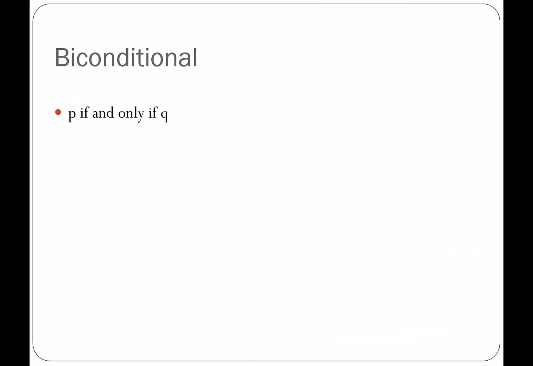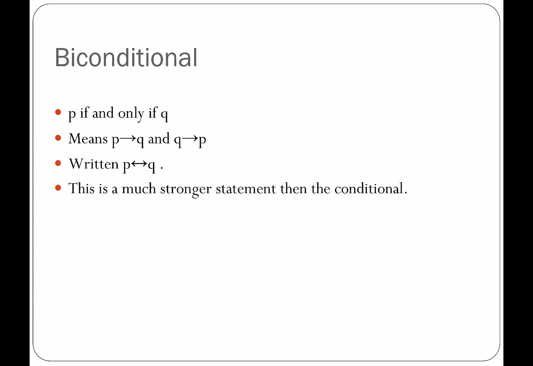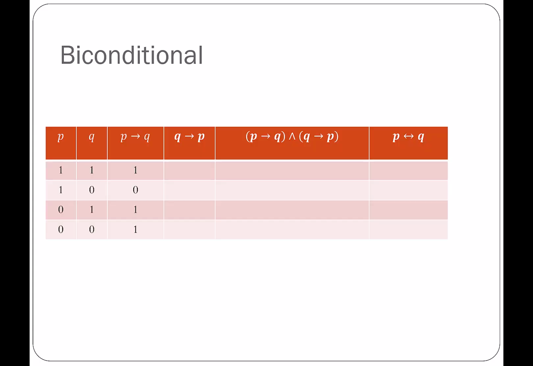Biconditionals are written P if and only if Q. This means P implies Q and Q implies P. We write this with a double arrow. This is a much stronger statement than the conditional because we're doing P implies Q and Q implies P. We're looking in both directions. We've already looked at P implies Q, so let's look at Q implies P. We're going in the opposite direction.